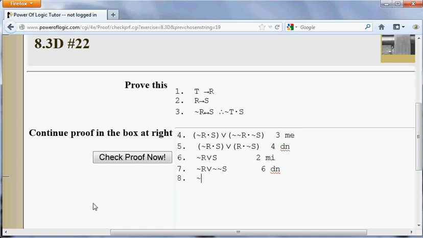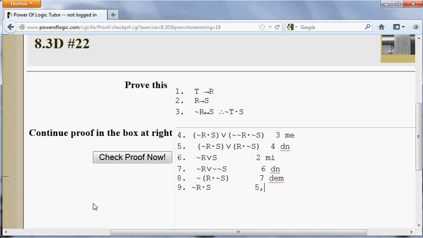Use De Morgan's, make that not R and not S. That is one of the De Morgan's laws, the top De Morgan's law in the right to left direction. So that's 7 DeM for De Morgan's. Now notice what I have. My line 8 is the denial of the right disjunct of line 5. So I could use disjunctive syllogism to get the left side of line 5, not R and S. That's a 5, 8 DS.